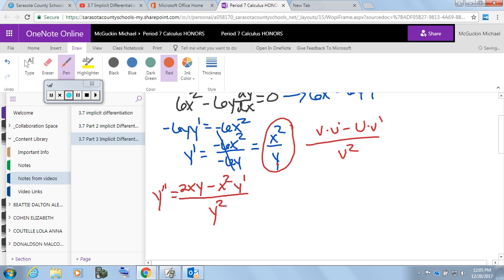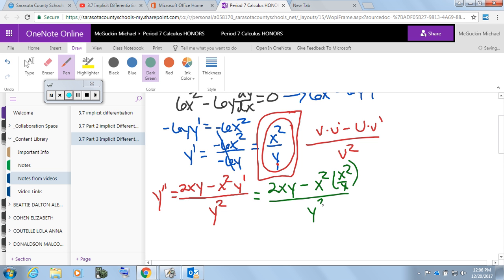Well, think about what's in that equation. Now we see 2xy minus x squared times y prime. It wouldn't really make sense to solve for y prime because we've already done it. We already have a value for y prime. So instead, we're not going to solve for it, we're going to substitute what we know y prime to be in for y prime. So let's take a look. This is now going to become 2xy minus x squared times x squared over y, still all over y squared.